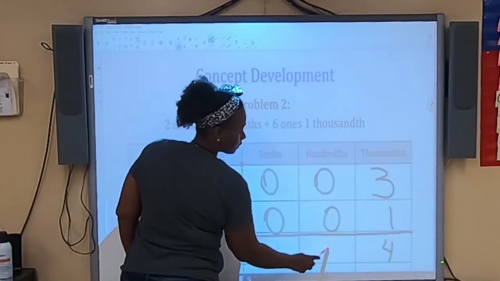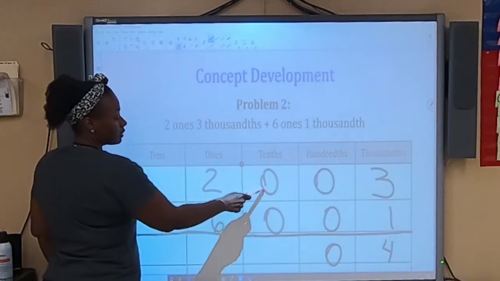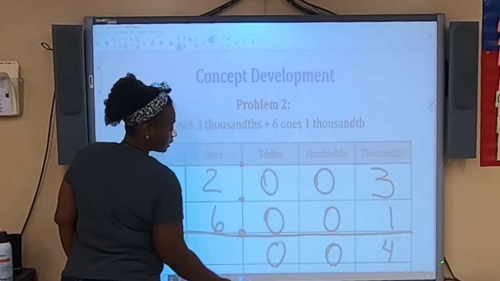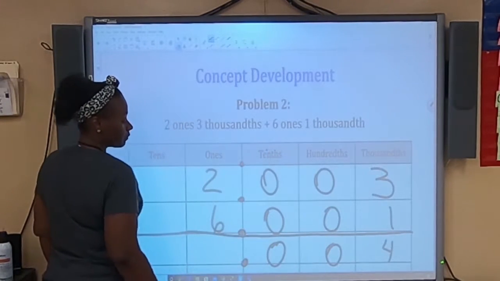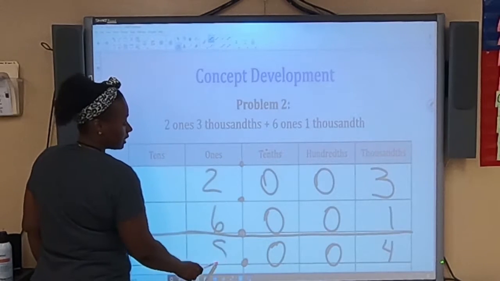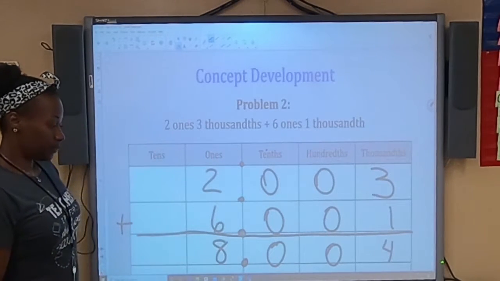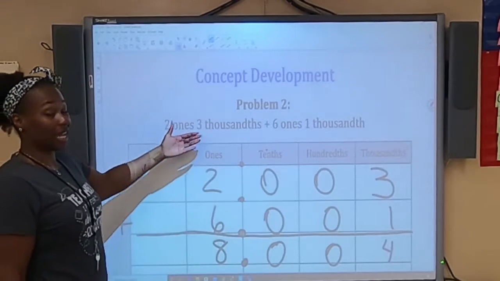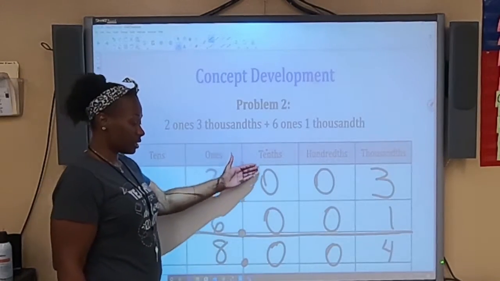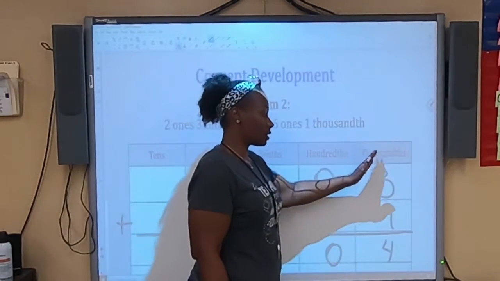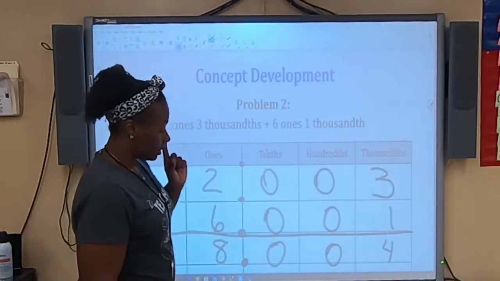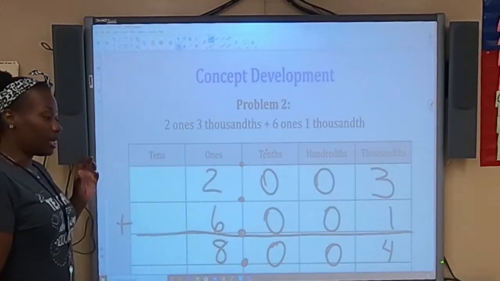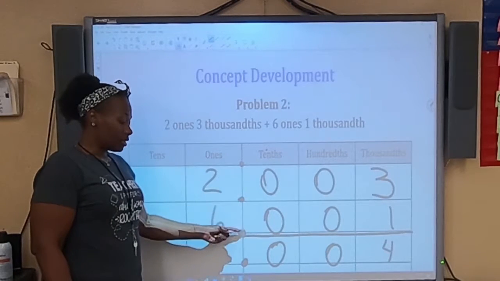0 plus 0 gives us 0 in the hundredths. 0 plus 0 gives us 0 in the tenths. Drop my decimal. 6 plus 2 gives us 8 in the ones. Okay. Notice we added the ones plus the ones, tenths plus the tenths, hundredths plus the hundredths, thousandths plus the thousandths. Key concept: add like units, line those decimals up.